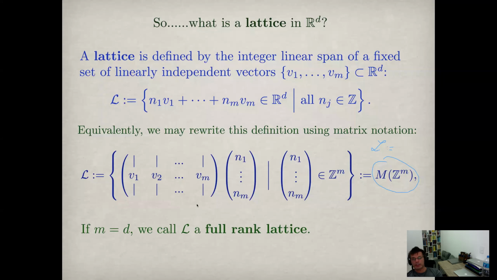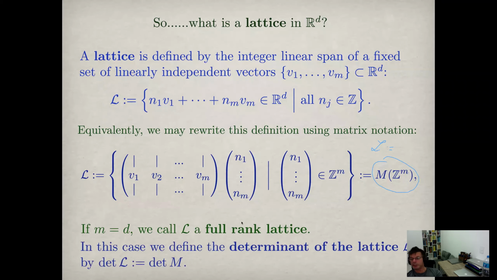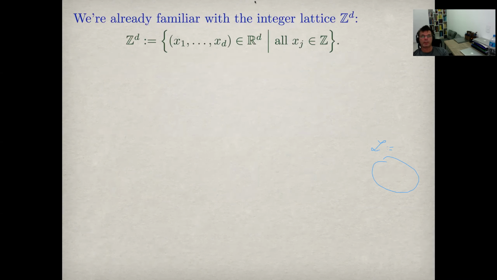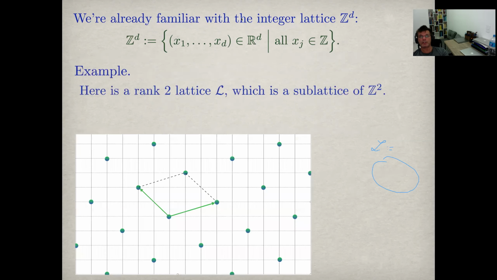And so let's see what we have. If m is equal to d, we call the lattice a full rank lattice. That's when the number of vectors is equal to the dimension. And in this case, we define the determinant of the lattice to be the determinant of the matrix M. So by definition, when you have a full rank lattice, the determinant is equal to the determinant of M. And that's called the determinant of the lattice. Let's see what we have next. We're already familiar with the integer lattice, for example. It's just, again, the set of all vectors in Euclidean d-dimensional space such that all of the components are integers.